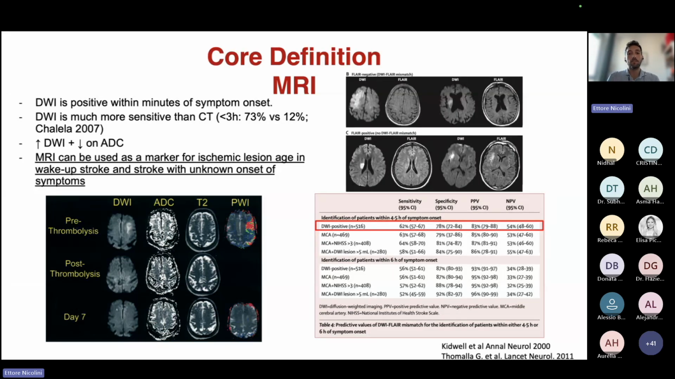Furthermore, MRI could allow us also to detect the lesion age, also in wake-up stroke and not known symptom onset. Indeed, a DWI positive lesion, which is not already positive in FLAIR, is, with a good sensitivity and specificity, a lesion which is younger than 4.5 hours from the onset.